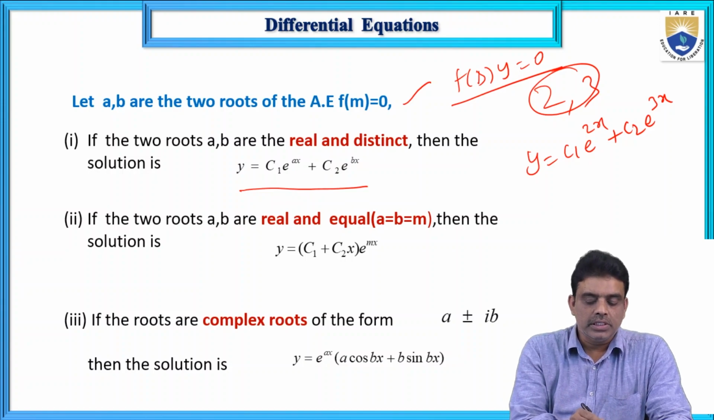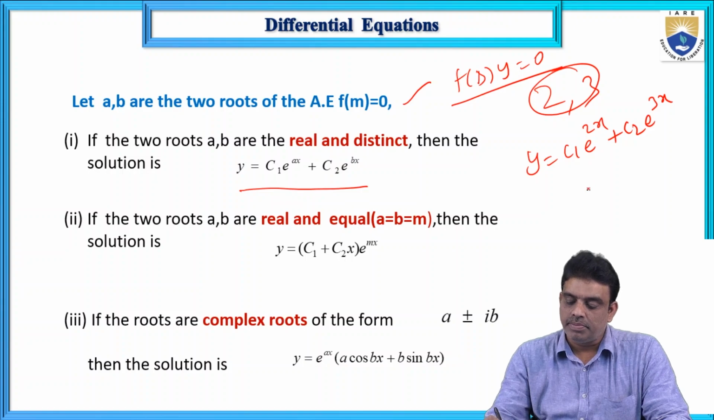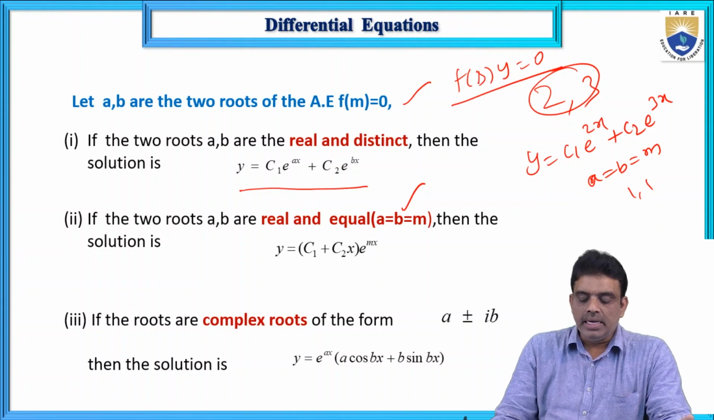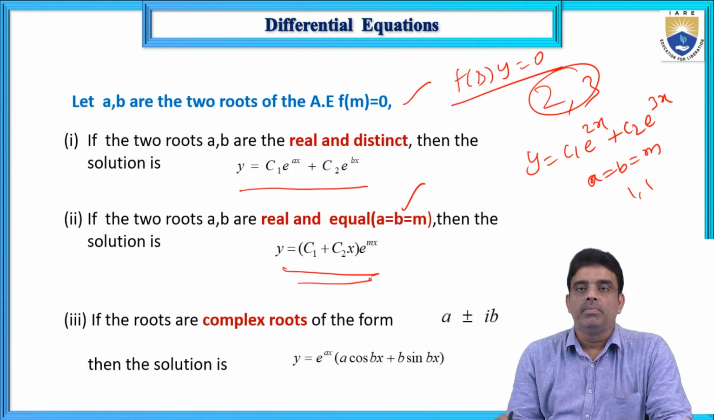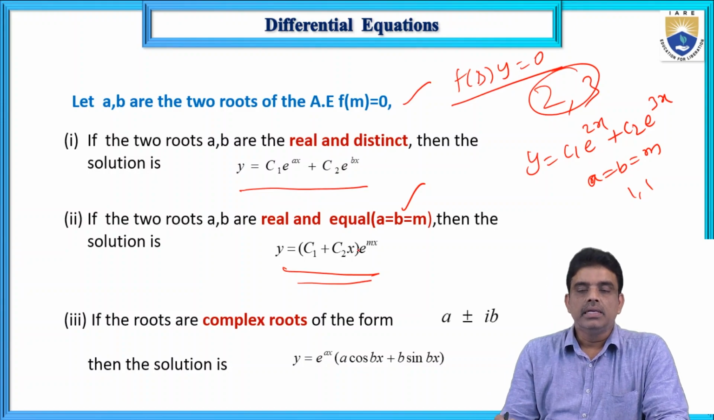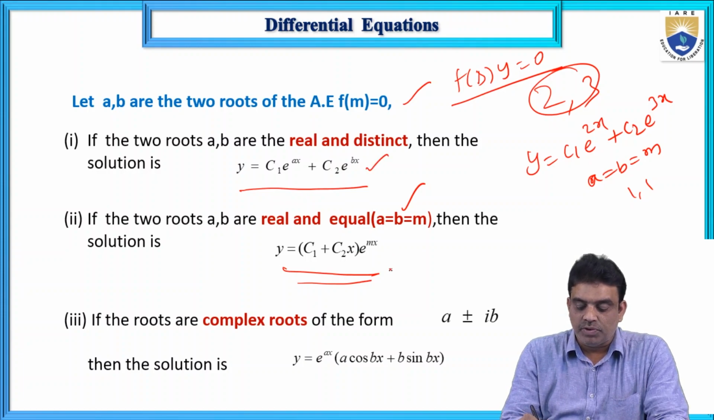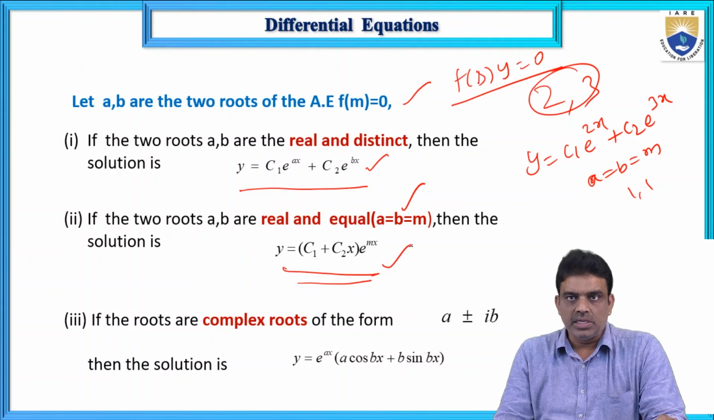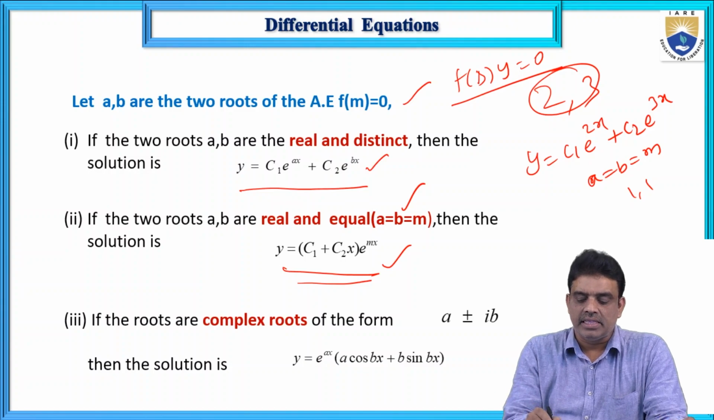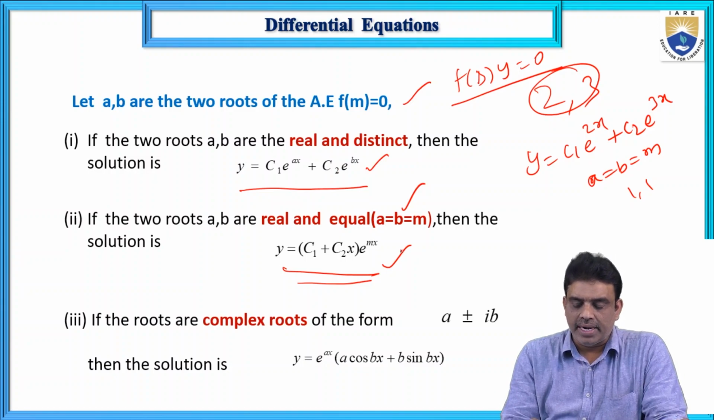Case 2: suppose the roots are real and equal, that means a and b are the same and equal to m, like the roots 1, 1. In this case, the solution is of the form (c1 + c2 x) e^(mx). That is the general solution when the roots are real and equal. You have to remember these forms directly. These are ready-made, so you just apply them based on the roots of the equation. If the roots are real and distinct, we write it in this form. When the roots are real and equal, we write this form.